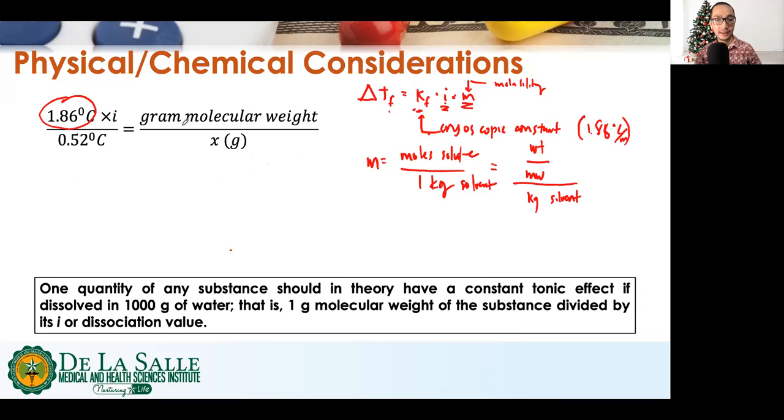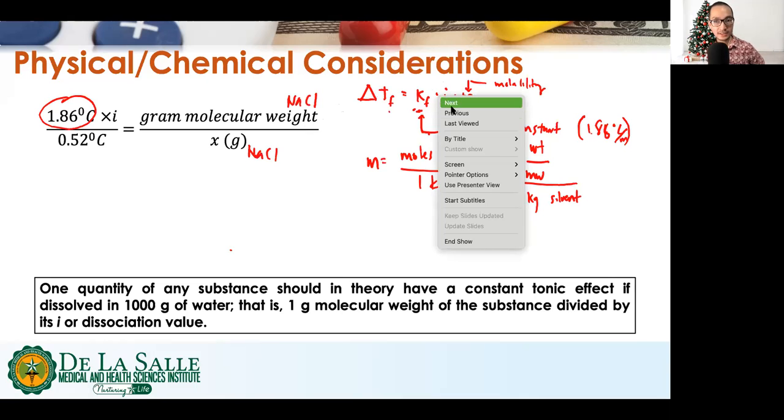Remember that you can determine the grams of sodium chloride to make a solution isotonic by using the gram molecular weight of sodium chloride. Now, suppose you have a different substance. Can we actually get the tonic equivalent of that particular substance? So this is what we are going to do. And so let me just remove all of this.